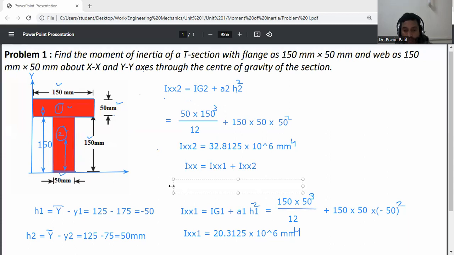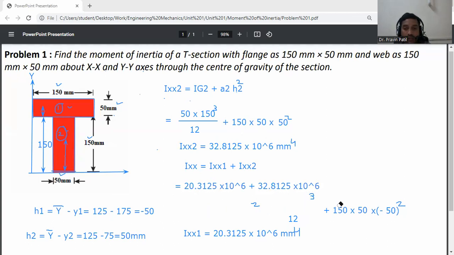So Ixx1, how much is it? We had calculated Ixx1 as 20.3125 into 10 raised to the power 6, plus Ixx2, which is 32.8125 into 10 raised to the power 6. So we will get Ix from this relation.